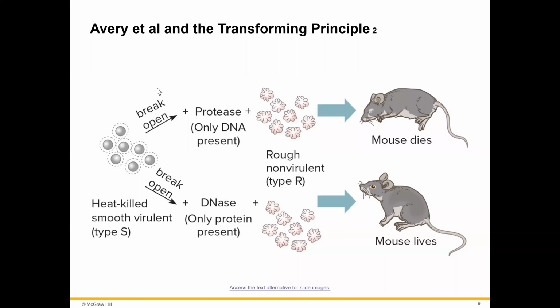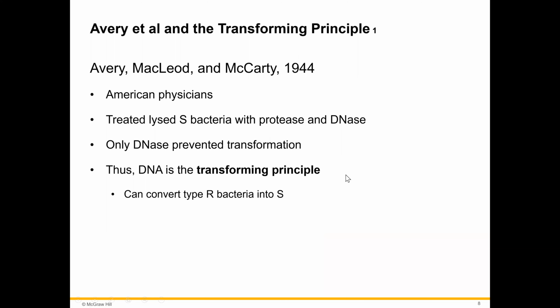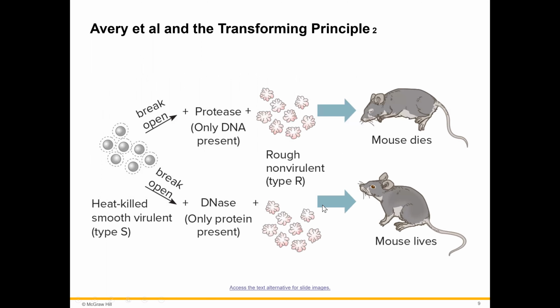So that's what Avery, MacLeod, and McCarty did. So only DNAs prevented transformation. That means if you destroy DNA, no transformation. Such DNA is the transforming principle. And DNA can convert type R bacteria into type S bacteria.